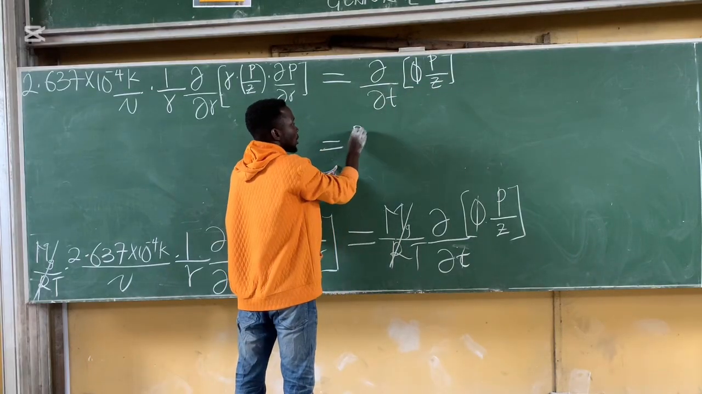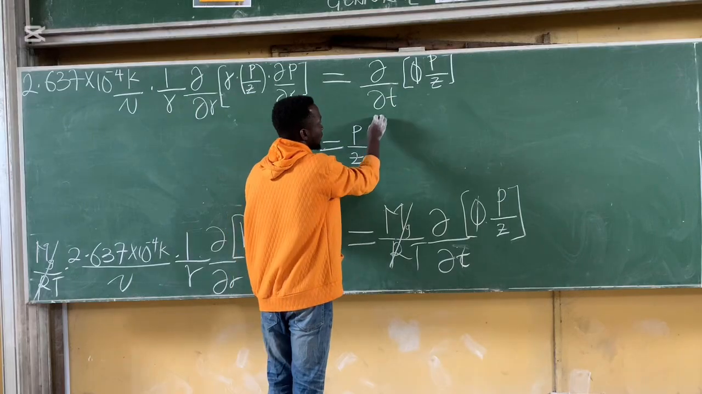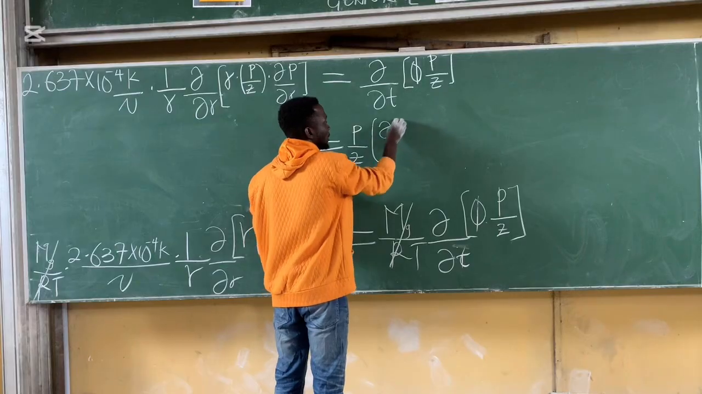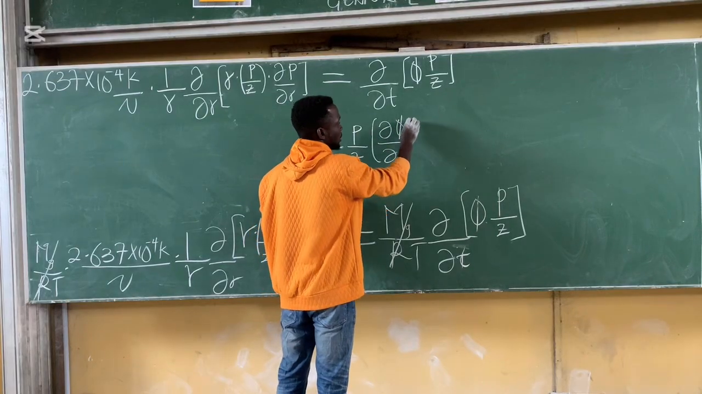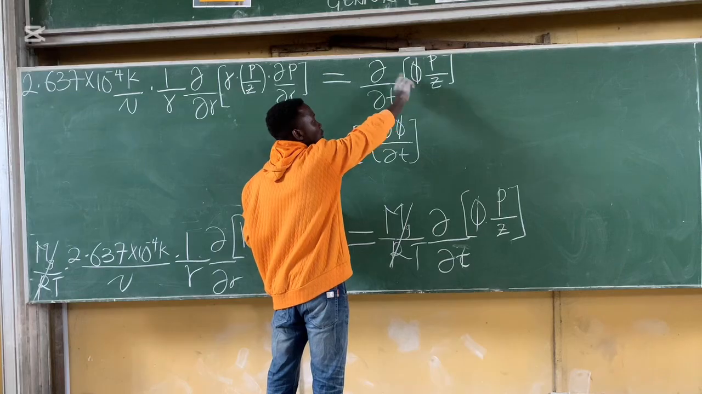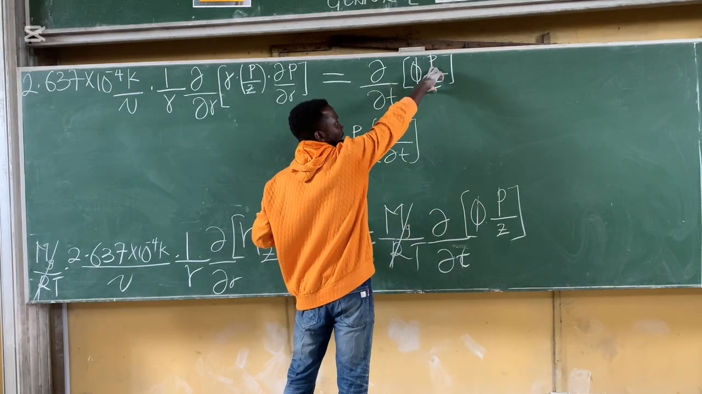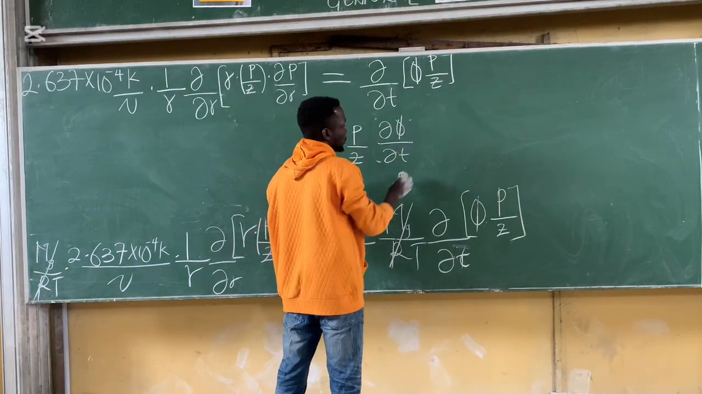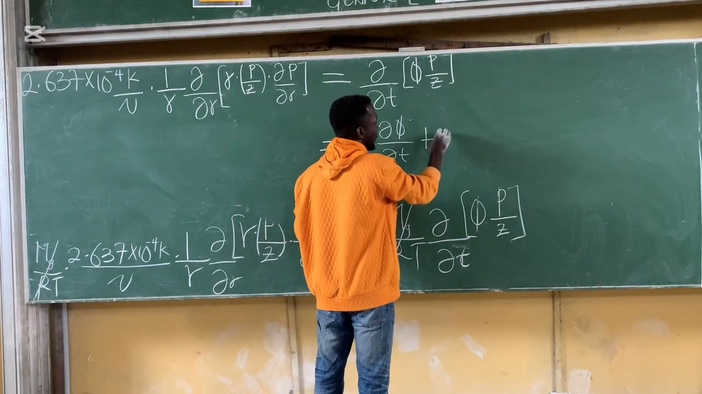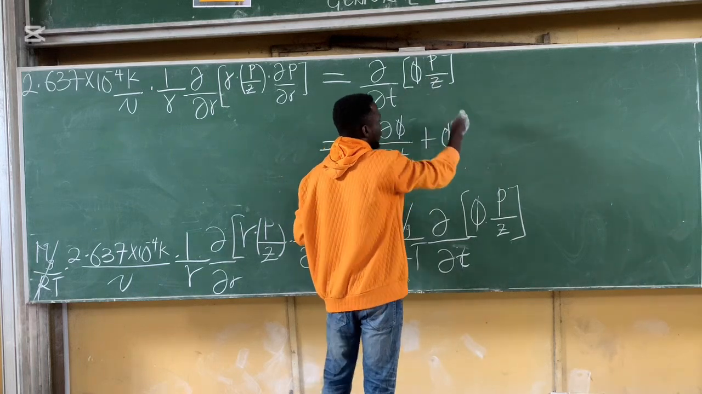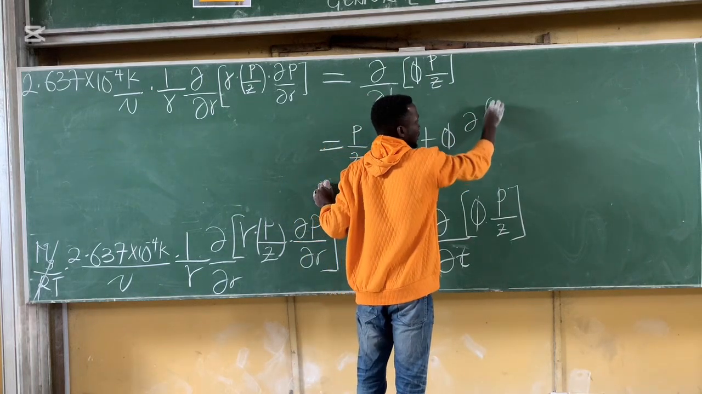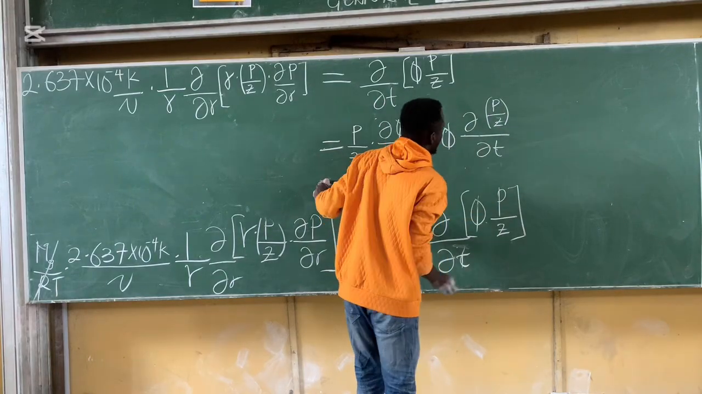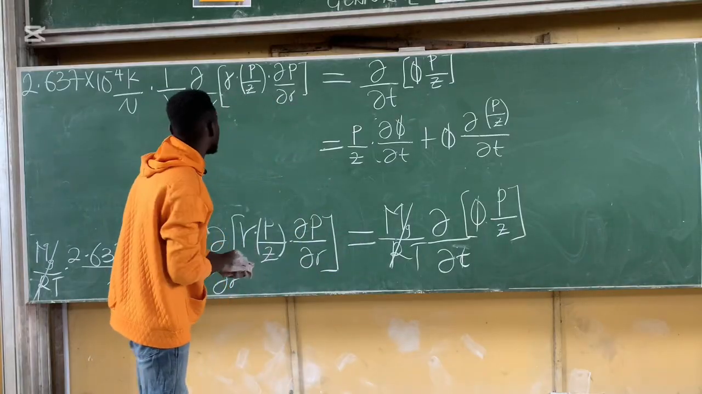So this becomes P all over Z into d phi over dt. Now we are done differentiating this one. The next step is to differentiate P over Z. To differentiate this one, phi becomes constant. So this becomes plus phi times d of P over Z divided by dt. So we are going to have this expression.